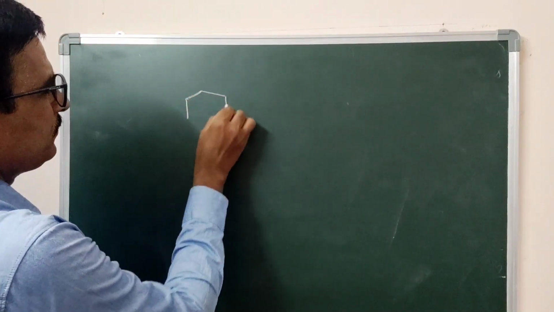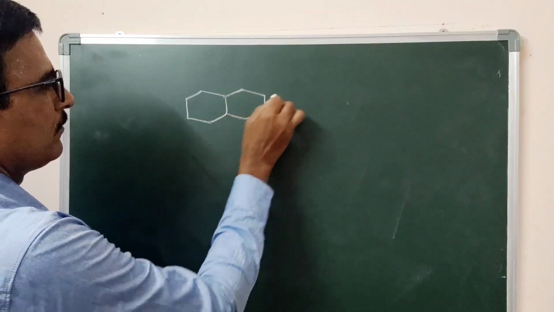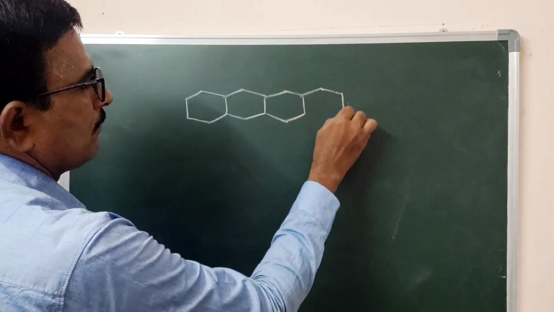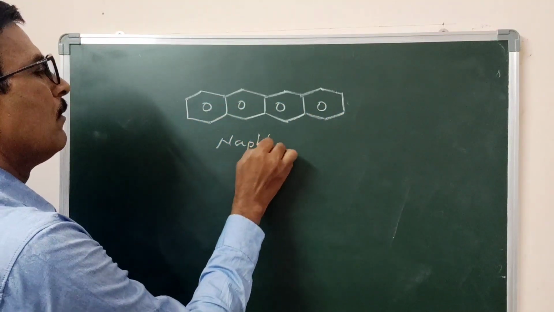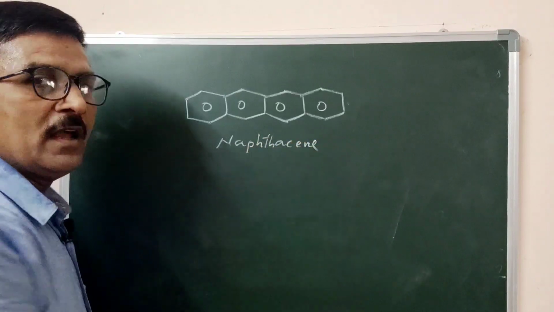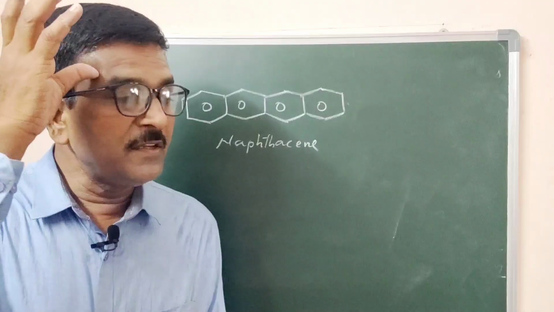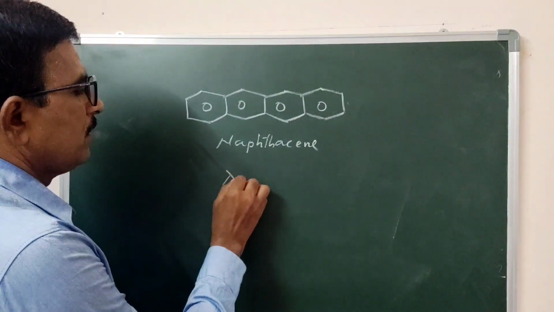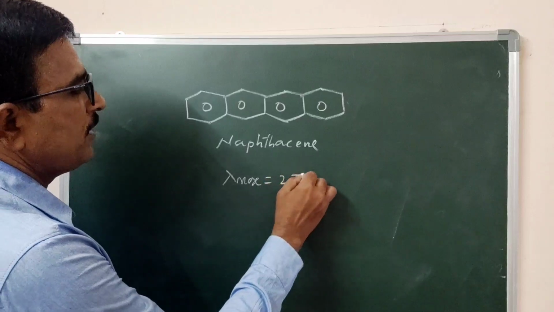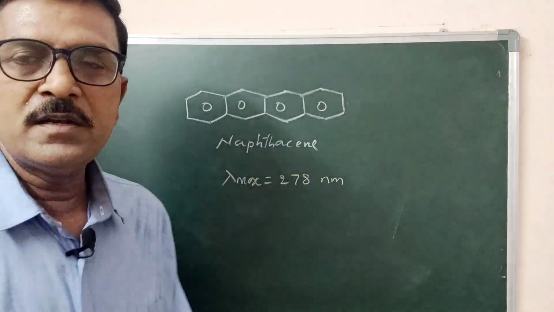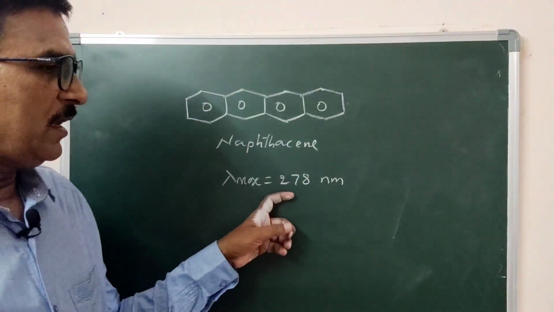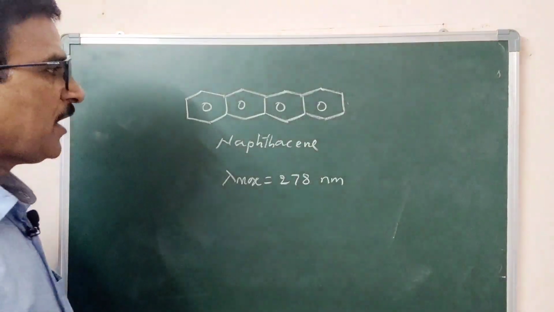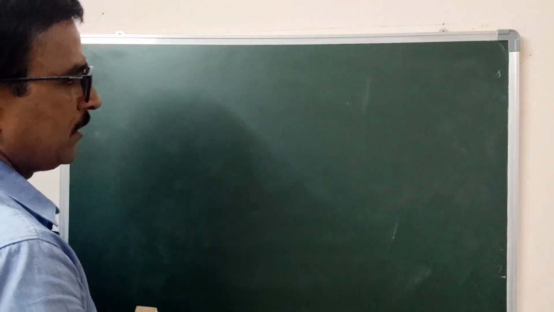Next, coming to 4 rings, naphthacene. Naphthacene with 4 aromatic or benzene rings has only one absorption band at 278 nanometers. So there is no secondary band, only the primary band appears at 278 nanometers. Its isomer, chrysene.